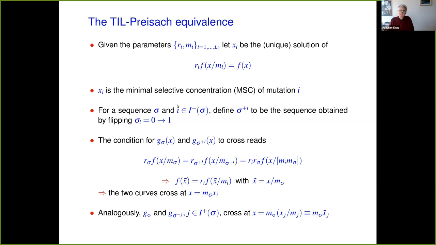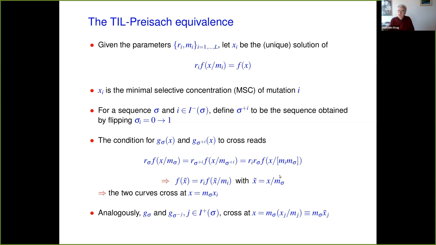Given a sequence sigma and a spin that could in principle flip from zero to one, define sigma plus I to be the sequence obtained by flipping the spin from zero to one. And now we want to determine the condition for the dose response curves of sigma and sigma plus I to cross, right? So this is written here. And now we can exploit the multiplicative structure of the model. You see, for example, R sigma plus I is simply Ri times R sigma. And similarly, M sigma plus I is Mi times M sigma.